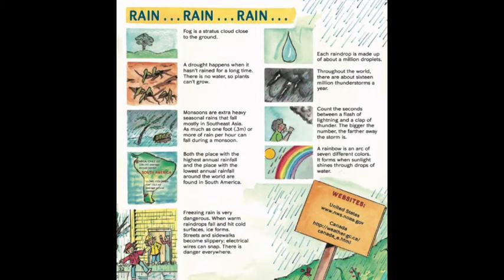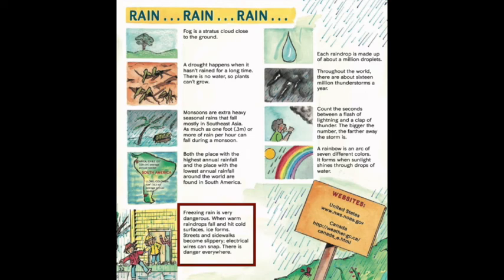Rain, rain, rain. Fog is a stratus cloud close to the ground. A drought happens when it hasn't rained for a long time. There is no water, so plants can't grow. Monsoons are extra heavy seasonal rains that fall mostly in Southeast Asia. As much as 1 foot or more of rain per hour can fall during a monsoon. Both the place with the highest annual rainfall and the place with the lowest annual rainfall around the world are found in South America.